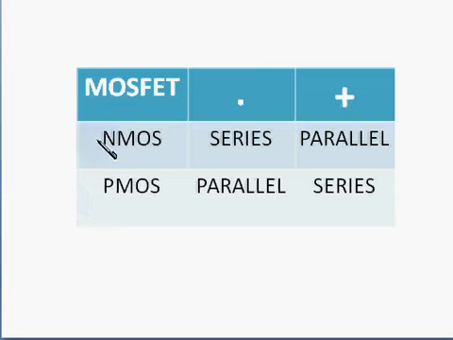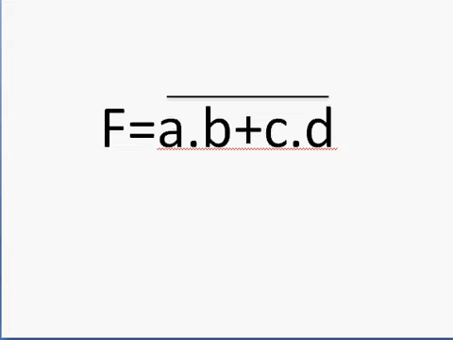Now consider, if we have NMOSFETs and the dot operation, for example A dot B, then we have to make a series combination of A and B. If we have two MOSFETs, let's say A and B, with the plus operation, then we have to connect these MOSFETs in parallel fashion. Similarly, for the PMOS, if the given equation has the dot like A dot B, then we have to make a parallel connection. If there is a plus operation, in that case we have to do the series connection of the PMOSFETs.